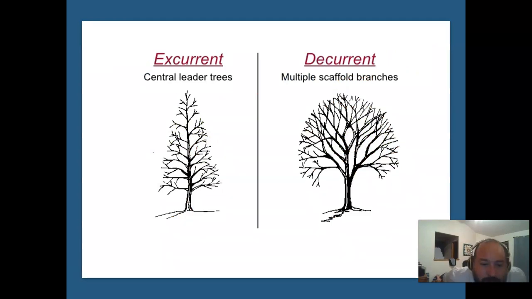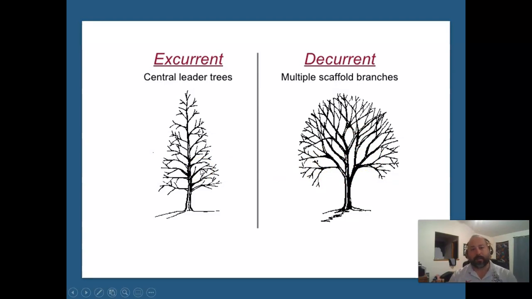Another way that we could definitely see a difference in terms of growth and development is in the growth form of the tree. So we've got two growth forms. We've got excurrent and decurrent. Excurrent, we have one central leader on our tree. Decurrent, we end up having multiple leaders on our tree, and it gives us this more rounded crown look, where we don't get that one strong central leader. We get multiple leaders coming off.